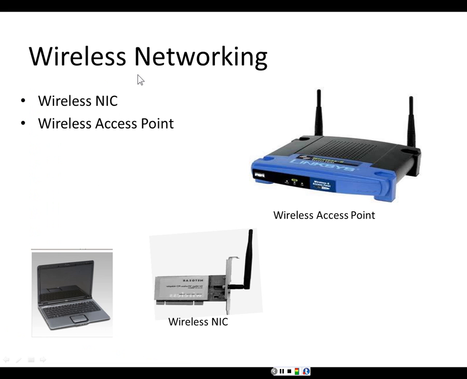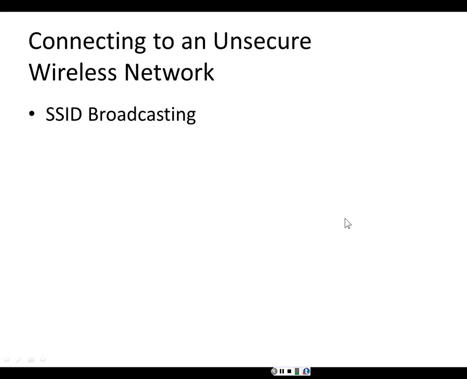As you know, in wireless networking, the user's workstation, whether it's a laptop or a desktop computer, has a wireless network interface card which connects to the wireless access point. So let's look at connecting to an unsecure wireless network, assuming, of course, that service set identifier broadcasting is enabled.